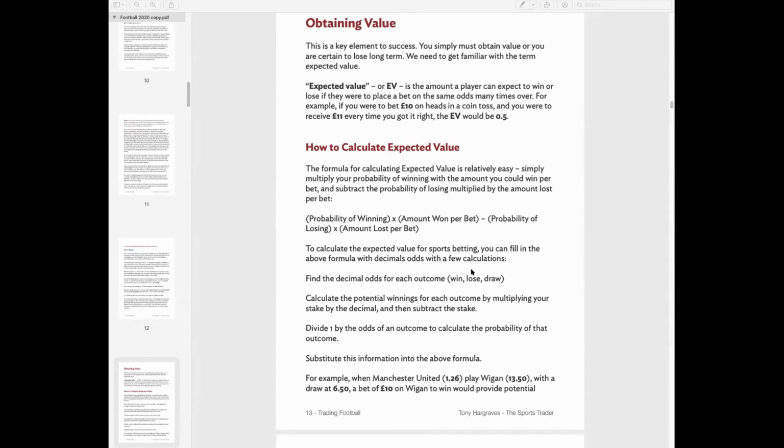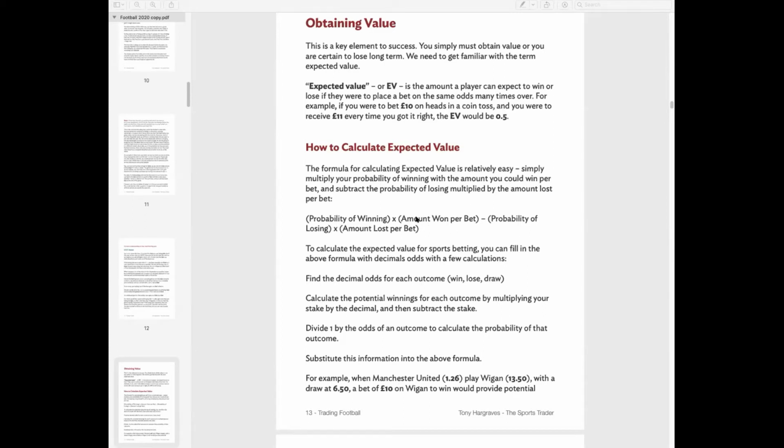It's the amount a player can expect to win or lose if you were to place a bet on the same odds many times over. So obviously, if you were to place a £10 bet on heads in a coin toss and you're going to get £11 every time you get it right, your EV would be 0.5.